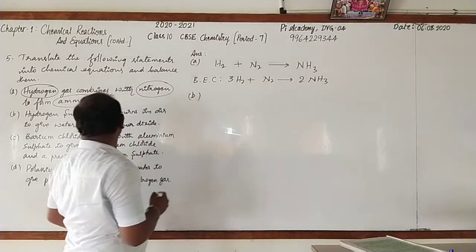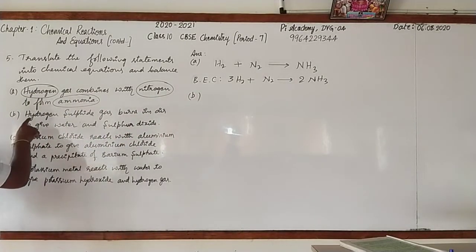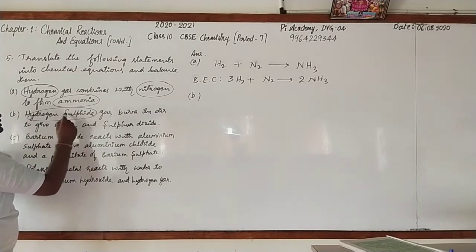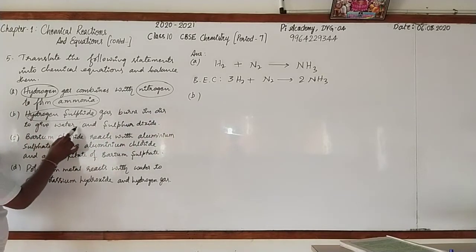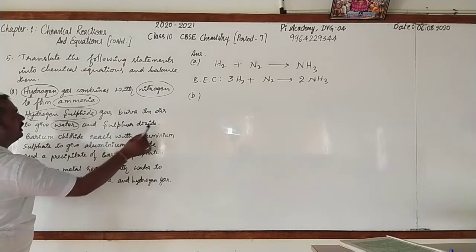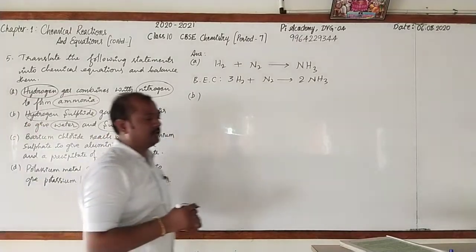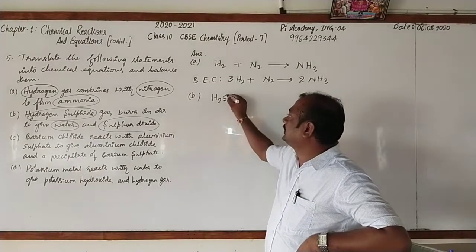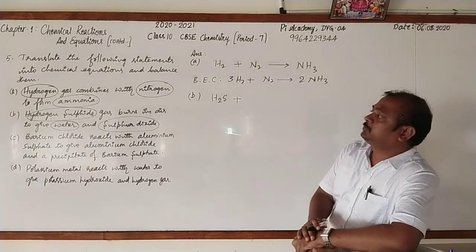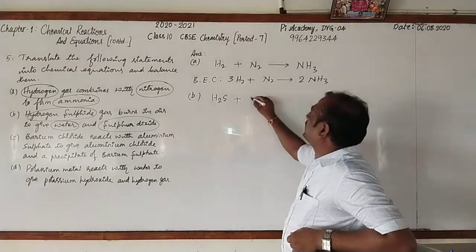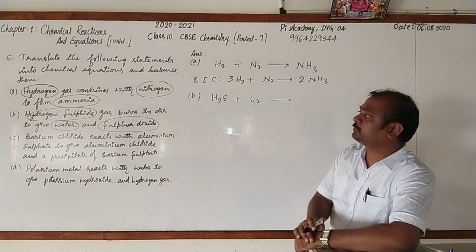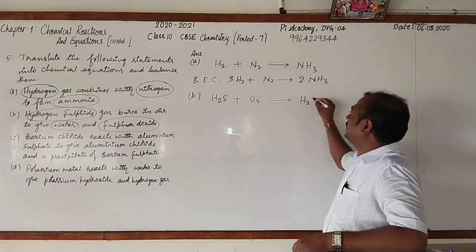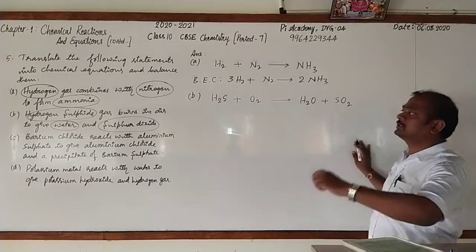Next, B1. Let us translate the second equation. Hydrogen sulfide gas burns in air to give water and sulfur dioxide. Hydrogen sulfide, how do you write? Very good, it is H2S. It burns in air. When it burns in air, obviously it reacts with oxygen. Is it not? To produce what? Water and sulfur dioxide. Water, H2O, plus sulfur dioxide, it is SO2.